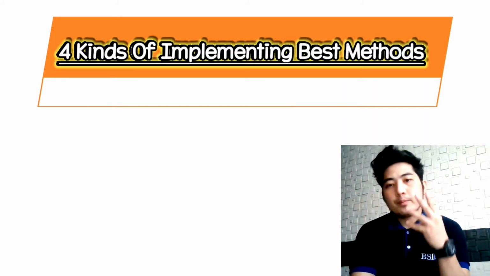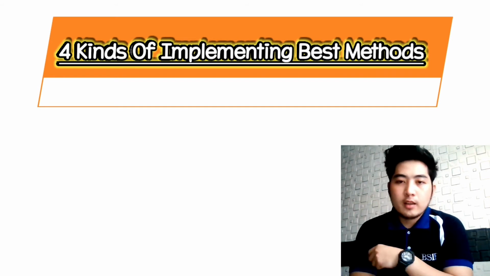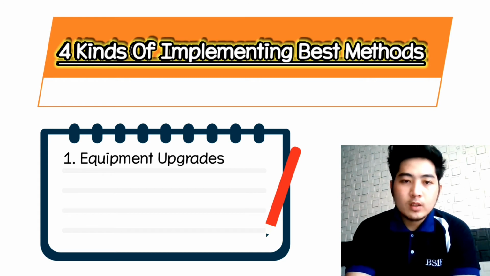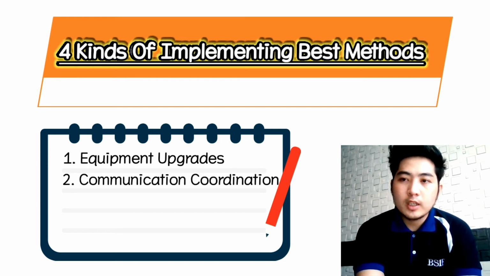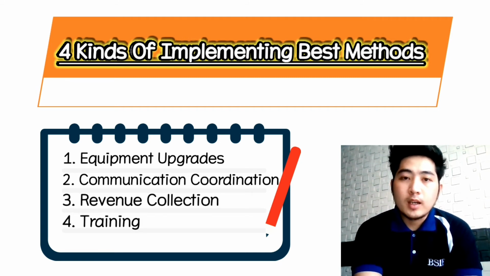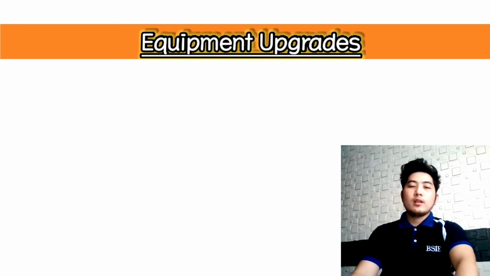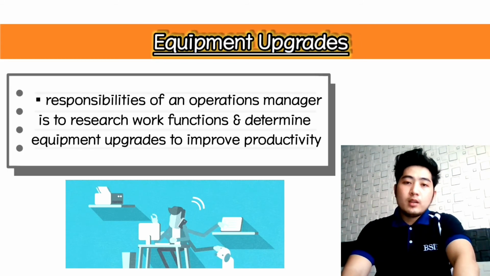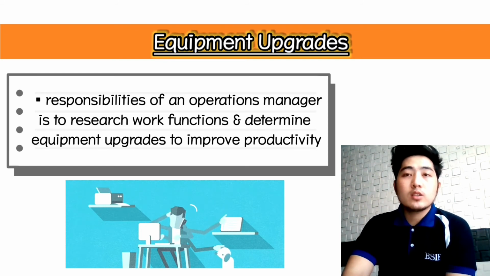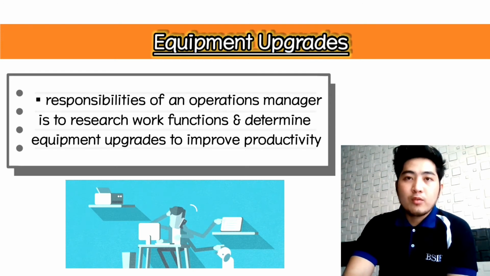We have four kinds of best methods, and these are equipment upgrades, communication, coordination, revenue collection, and lastly, training. For the meaning of equipment upgrades, one of the responsibilities of an operation manager is to research work functions and determine what equipment upgrades would improve productivity.